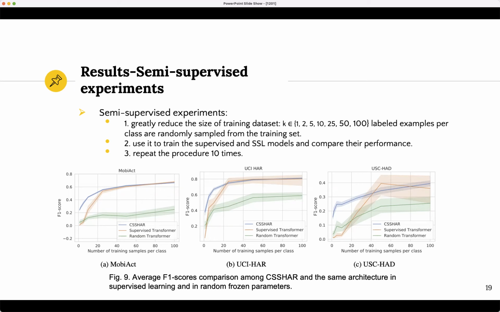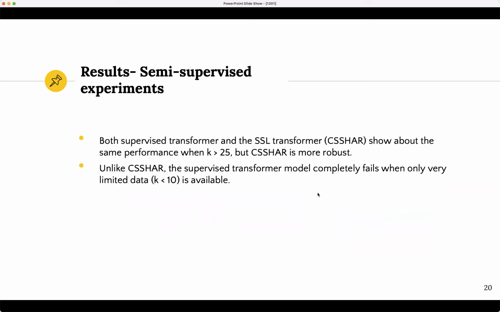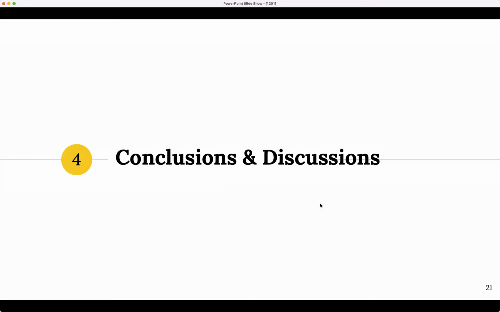And a very interesting thing I want to mention here, for the UCI HAR, with only 15 or 100 samples per class, they can achieve like 80% accuracy, which is very high. And those are some conclusions about the former experiments. And the last part is conclusion and discussions.